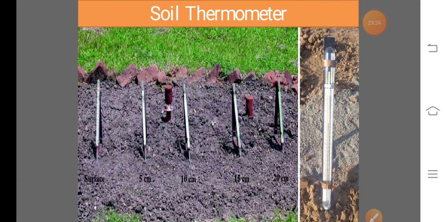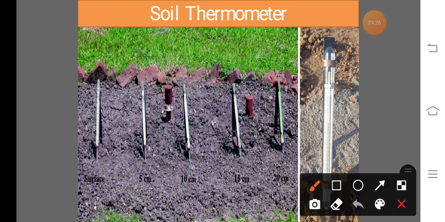Now the next is the soil thermometer. It is also used for the measurement of the temperature of the soil. For measurement of soil temperature, these soil thermometers are used, and they are installed at different depths. That means from the surface to 5 centimeter, surface to 10, surface to 15, surface to 20, or surface to 30 centimeter depth.